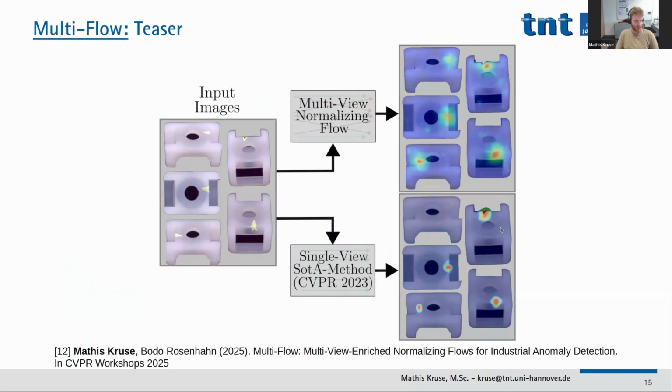So this is why I came up with the paper at this year's conference, MultiFlow, which takes these multi-view images of these objects as an input, and a multi-view enriched normalizing flow essentially uses these to predict the anomaly maps, and it's usually able to find all the anomalies in all the views at a pretty good rate. And single view methods, which are not explicitly leveraging these multi-view connections, may sometimes fail at this task.